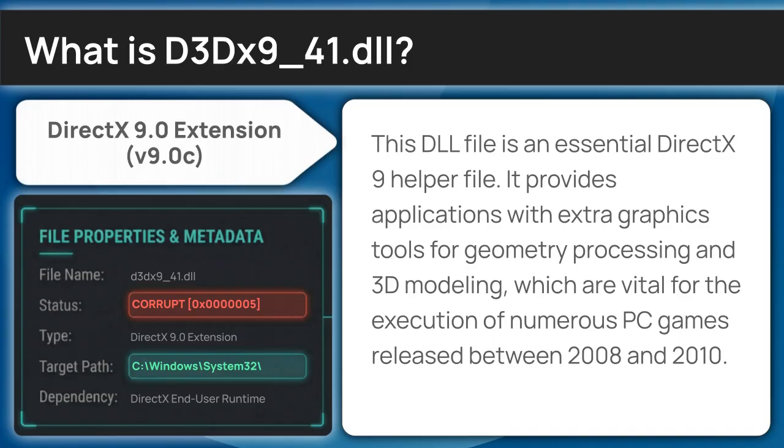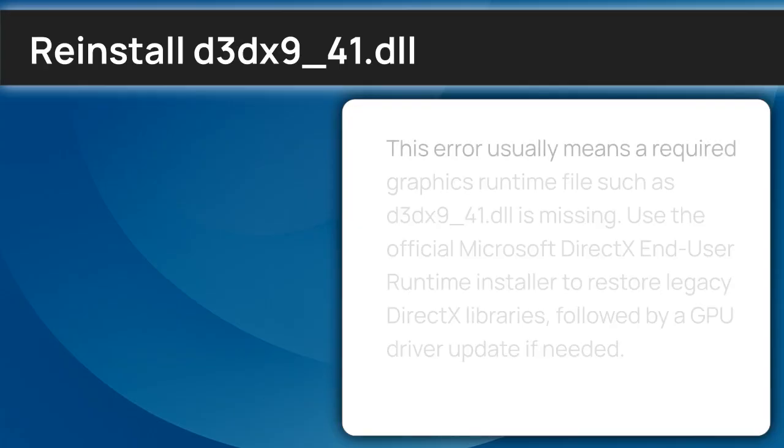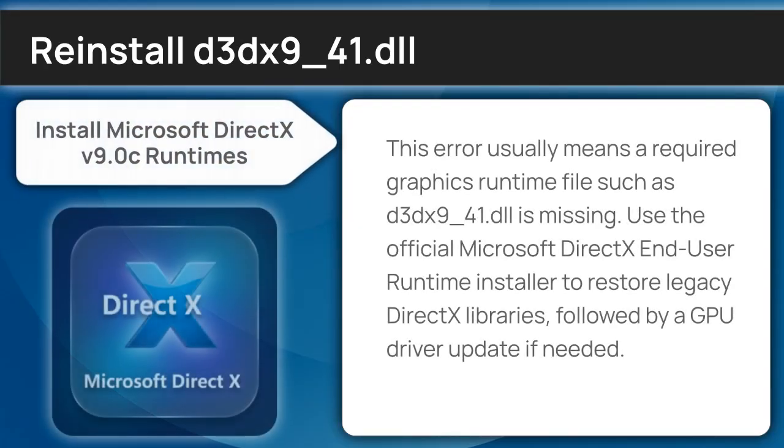Now that the background is clear, let's walk through the actual installation steps. The DirectX 9 Update 41 DLL functions as a core component of your graphics or audio runtime. To fix this, perform a clean installation of the Microsoft DirectX End-User Runtime for legacy DirectX support, and update your graphics drivers if the file is part of a hardware-accelerated framework.